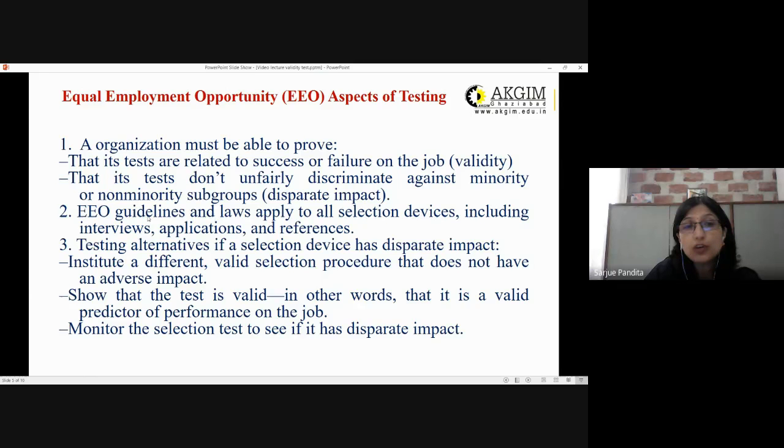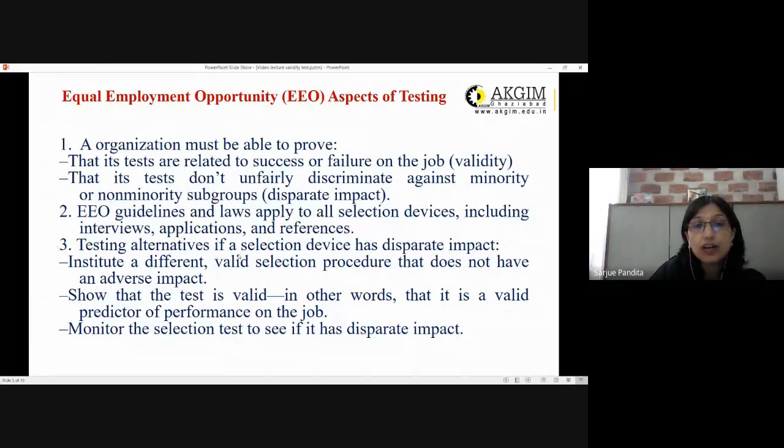Then, according to EEOC guidelines, the laws apply to all selection devices, including interviews, applications and references. Generally, most US-based companies apply these guidelines. But having said that, if you want to validate and have a reliable testing technique, then the EEOC has set some guidelines which you can take as a platform and as a reference and formulate your test that will be somewhat valid and reliable.